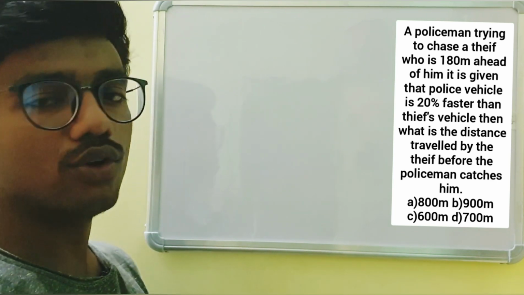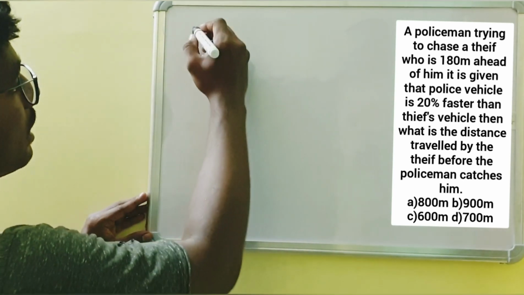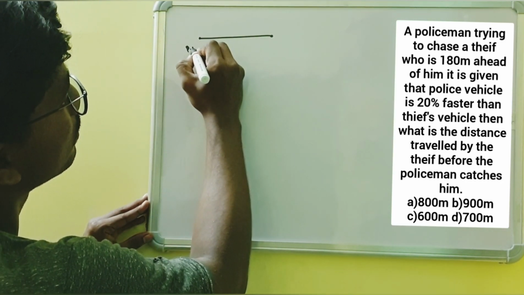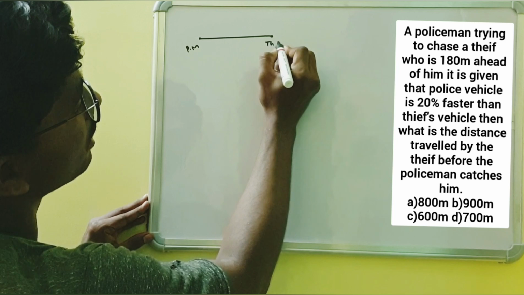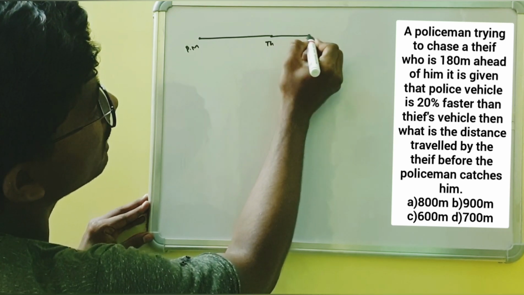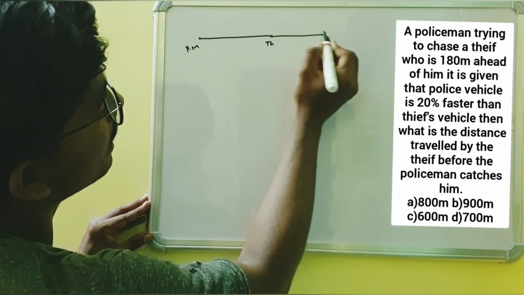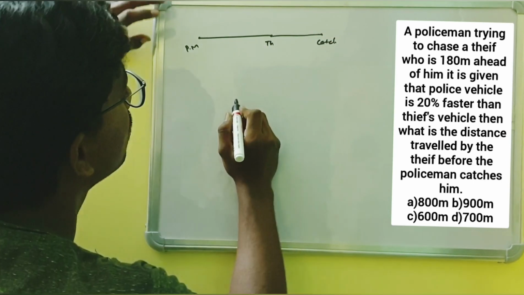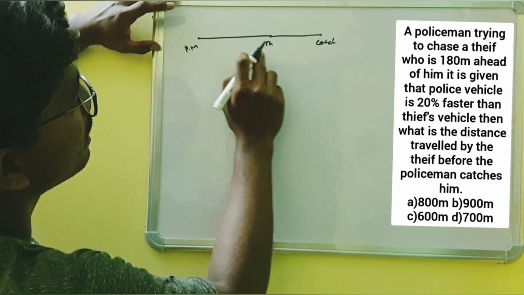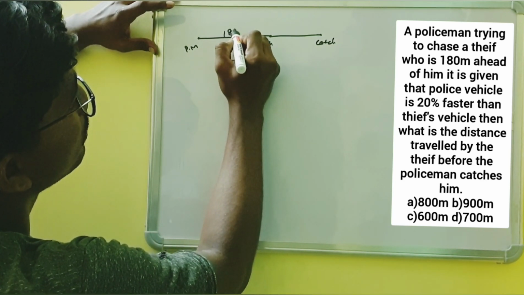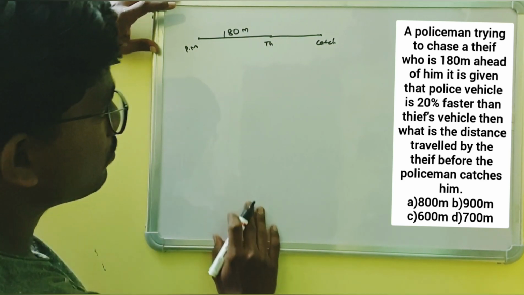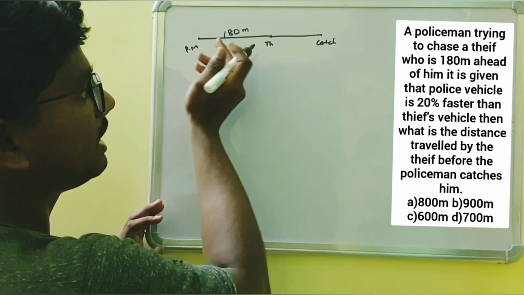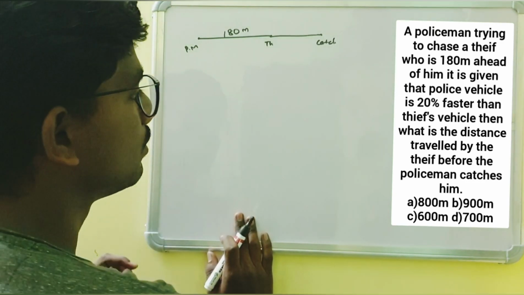So I am directly going to the shortcut. See, the policeman is chasing a thief, so he will catch him after traveling a certain distance. Okay, he will catch him at this point, let us assume that. Here the difference in the distance is 180 meters. The thief is 180 meters ahead of the policeman.